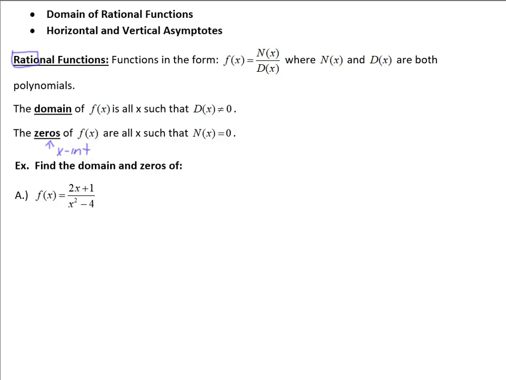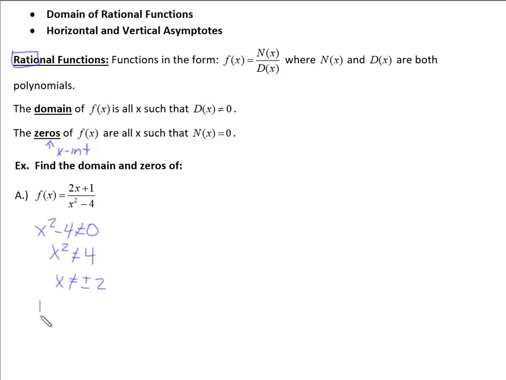All right, so let's take a look. Our first one says find the domain and zeros of this function. To find the domain, we want to know when the denominator, x squared minus 4, equals 0. We can even say that the denominator cannot equal 0. If you add 4 over, x squared cannot equal 4. And if we take the square root, we get x cannot equal positive or negative 2. So my domain is all x values such that x cannot equal positive or negative 2.